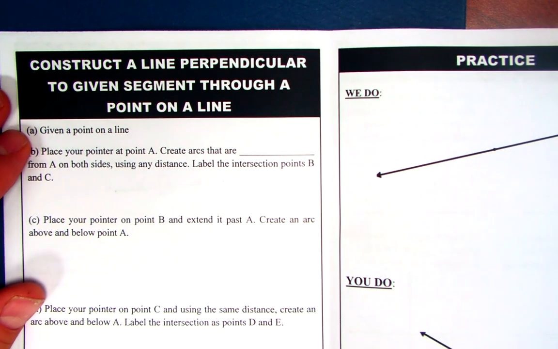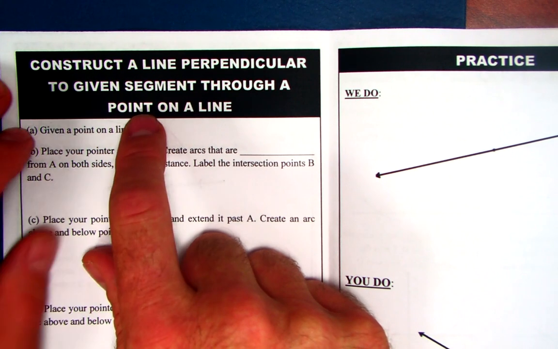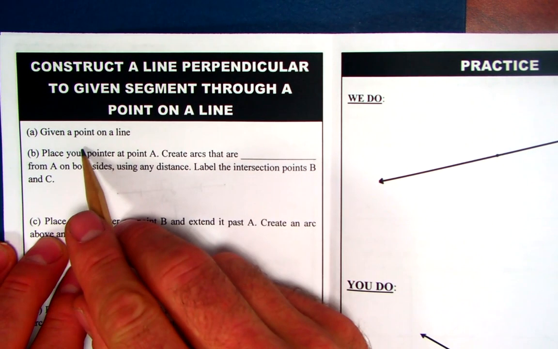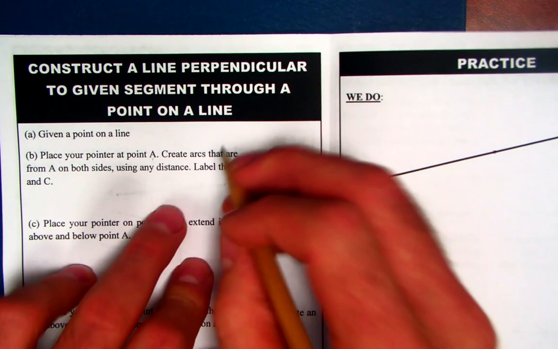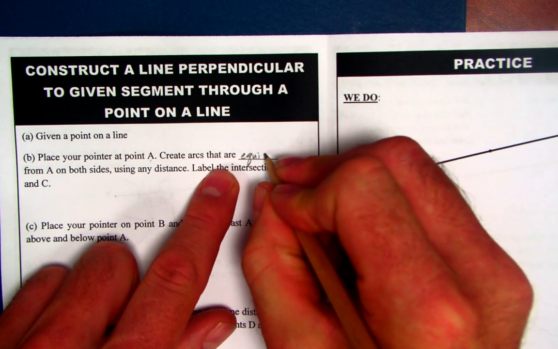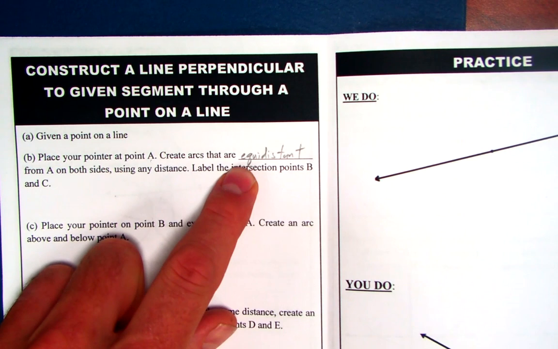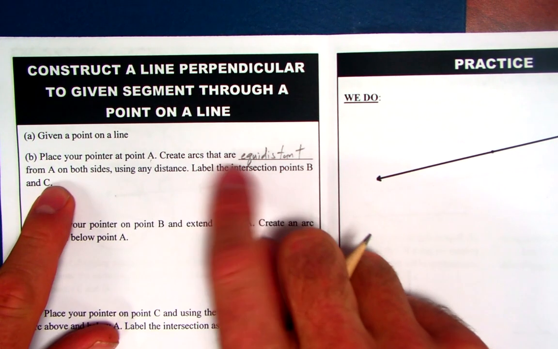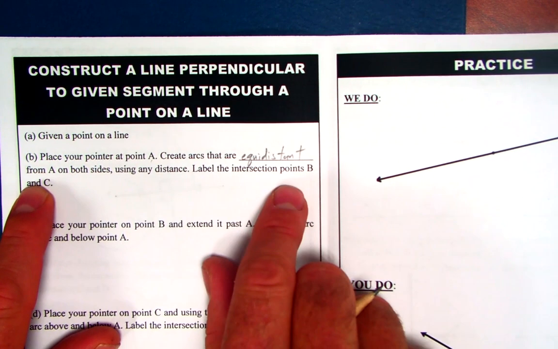All right, so this time on page 4, we're going to construct a line that's perpendicular to a given segment, but through a specific point on the line. Okay, so once you have a line, you're going to place your pointer at point A, meaning the point that's given, and you're going to create 2 arcs that are equidistant. Create arcs that are equidistant from A on both sides using any distance, and you're going to label these points B and C.